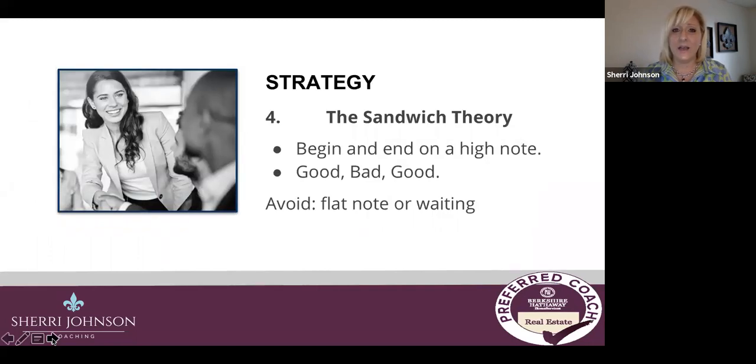Strategy 4, I learned this from my amazing Italian mother, who is an amazing businesswoman. She always said to me, no matter what, if you want to negotiate anything in life, personally or in business, it has to be done using the sandwich theory. The sandwich theory is to weave the bad news between two pieces of good news. So it's like a sandwich. The bread is the good news and the meat is the bad news. And so we want to start and end on a positive note.